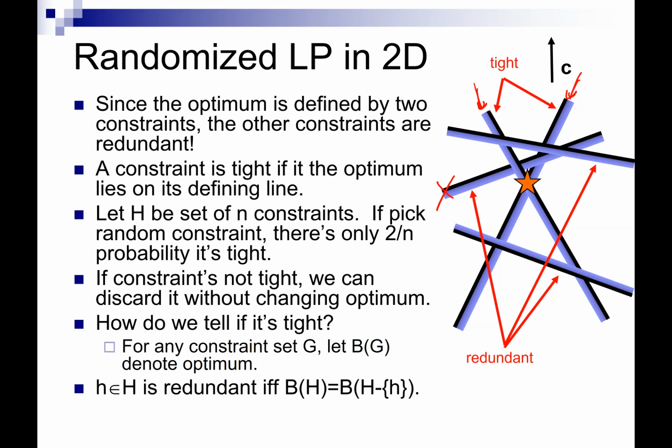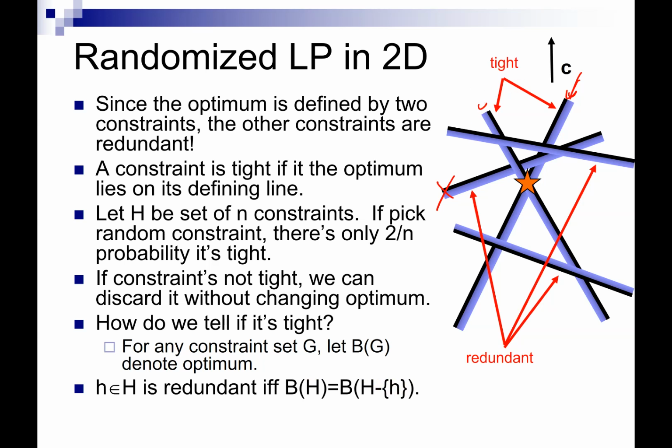Then we can say that a constraint h is going to be redundant if the optimum value works as follows. Let this constraint little h come out of this large set of constraints, capital H. Then you look at the optimum for this large set of constraints, capital H, and compare it to the optimum for the constraints capital H with this little h constraint taken out. If these two values are the same, then this tells you that h is redundant.